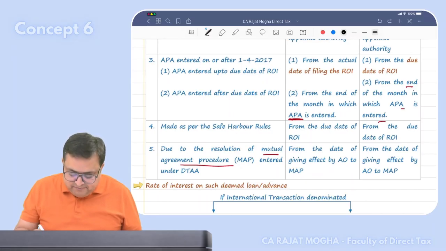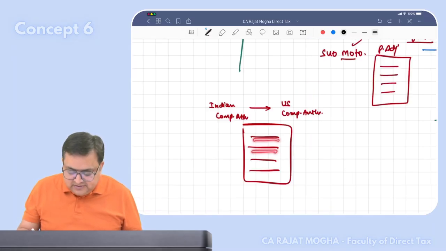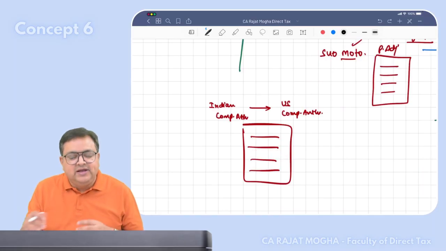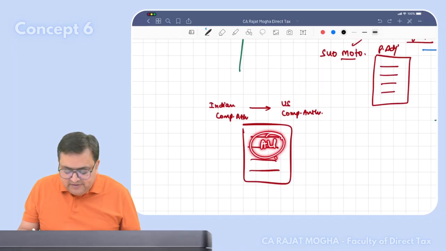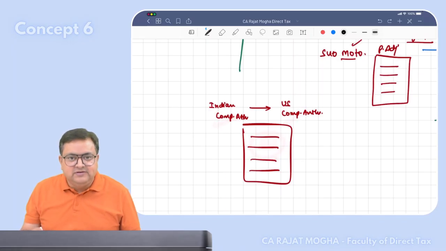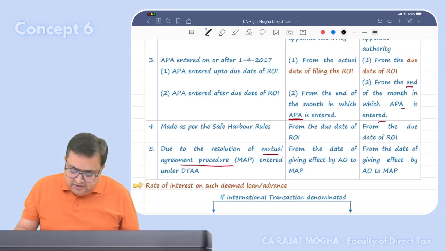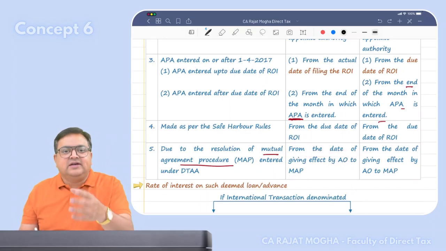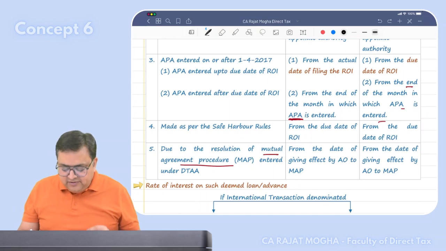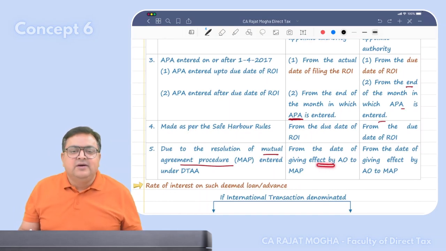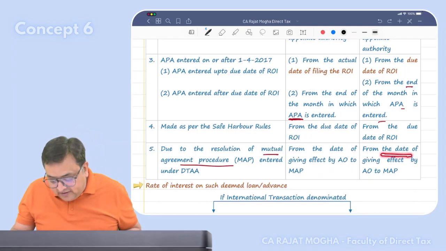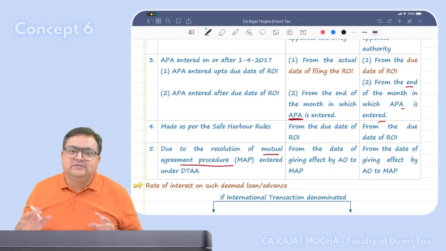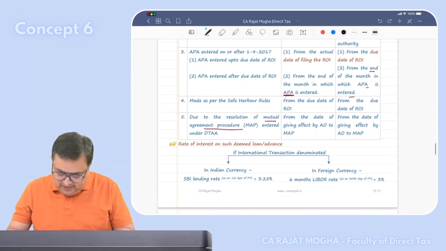So if because of the mutual agreement procedure between both the countries, the ALP is determined, then from the date of giving effect by the AO to the MAP, so whenever the AO has actually accepted this MAP, from the day when he has given the effect of this MAP, from that date, you will calculate your 90 days, and your interest will also be started from these days. Understood?